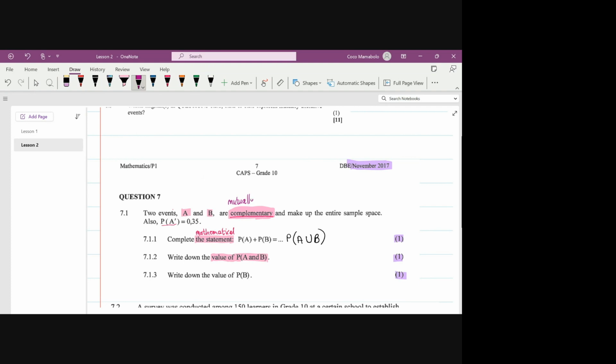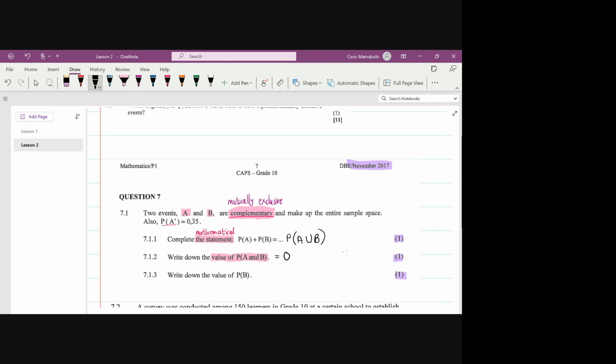And what did we say about the intersection of two mutually exclusive events? How much should the intersection equal? That's it. The mutually exclusive events should have an intersection of 0, or the probability of the intersection is 0. All right, so the probability of A and B equals 0.